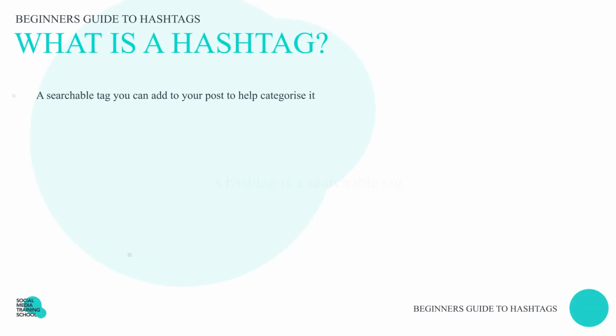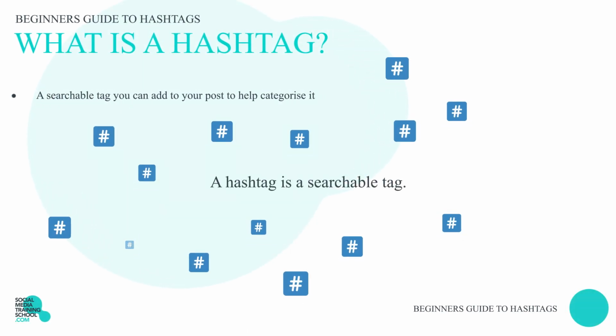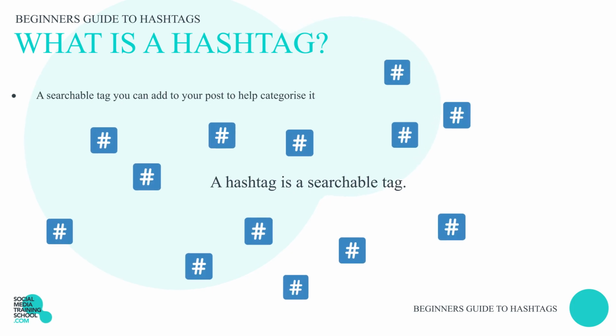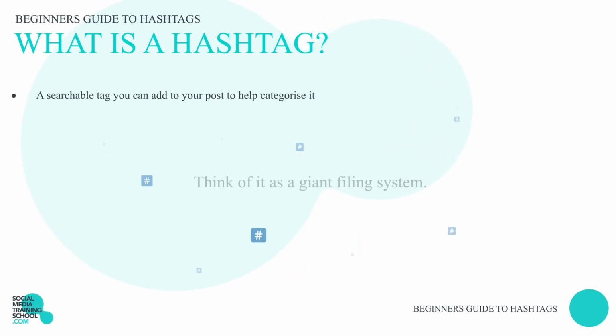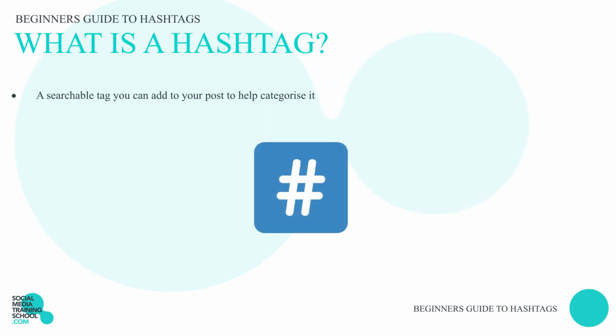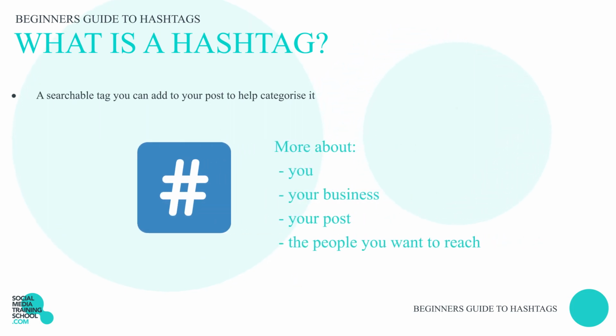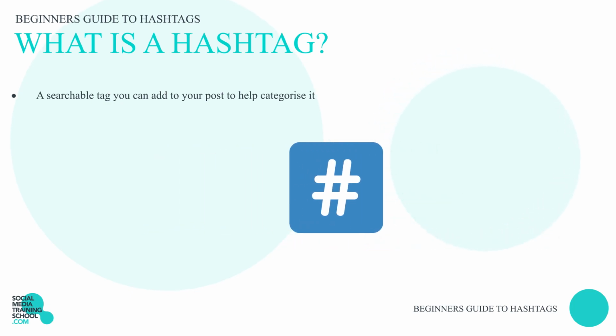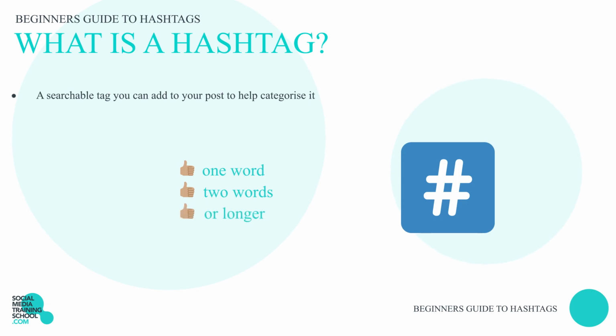A hashtag is essentially a searchable tag you can add to your Instagram post to help categorise it. You can think of it as a giant filing system, and you use the hashtags to tell Instagram more about you, your business, your post, and the people you want to reach. Hashtags can be 1 word, 2 words, or even longer.